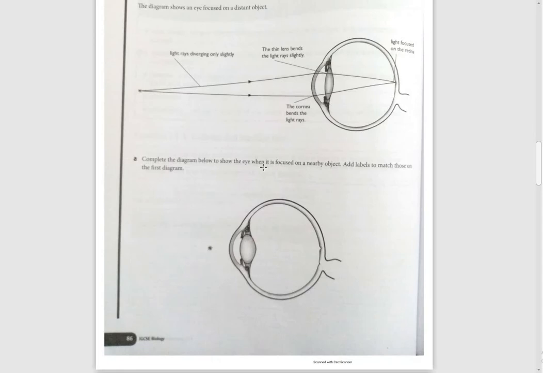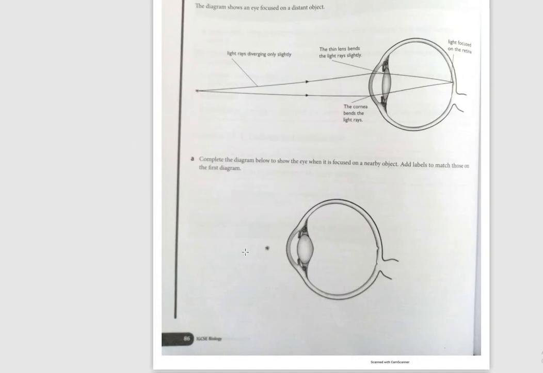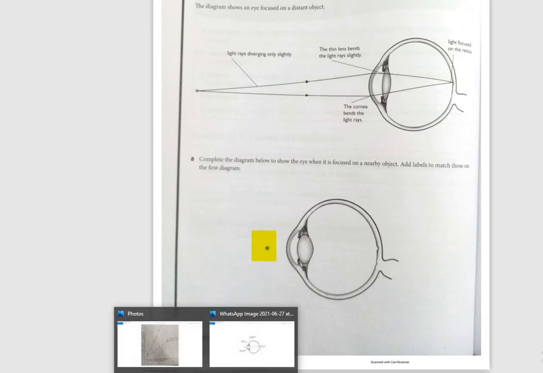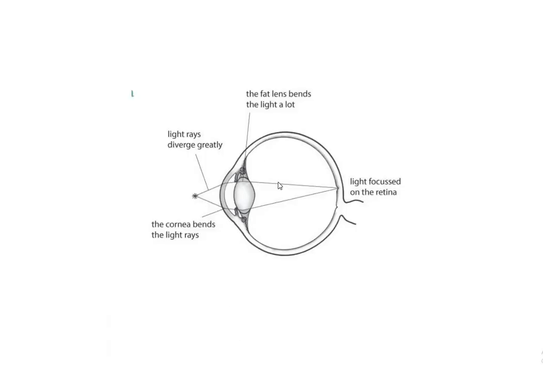Now complete the diagram below to show the eye when it's focused on a nearby object. Add labels to match those on the first diagram. So we basically have to use these same labels, but the position of these labels is different now that the object is in the center. So if you look here, since the object is in the center, your diagram needs to be like this. So this is how it's supposed to be.